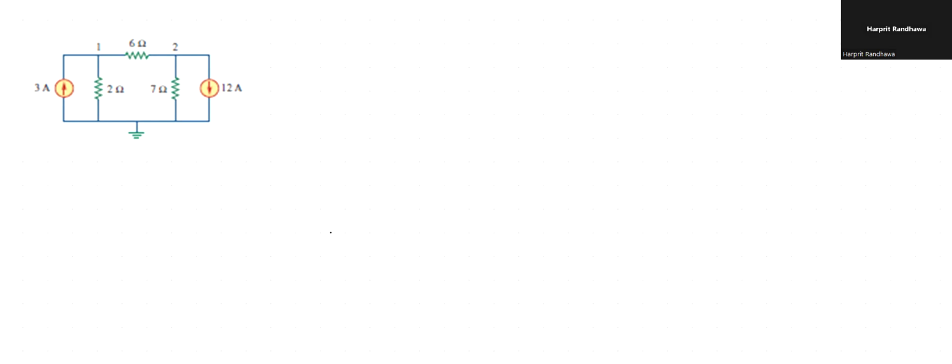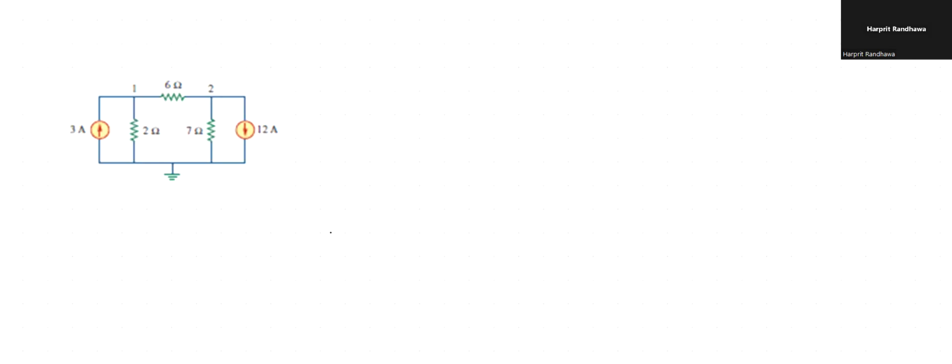Let's suppose we have this circuit here, and we have two nodes, node 1 and node 2. So it has two current sources. The first step is to identify the nodes. So we have node 1 and node 2. So we identify the nodes.